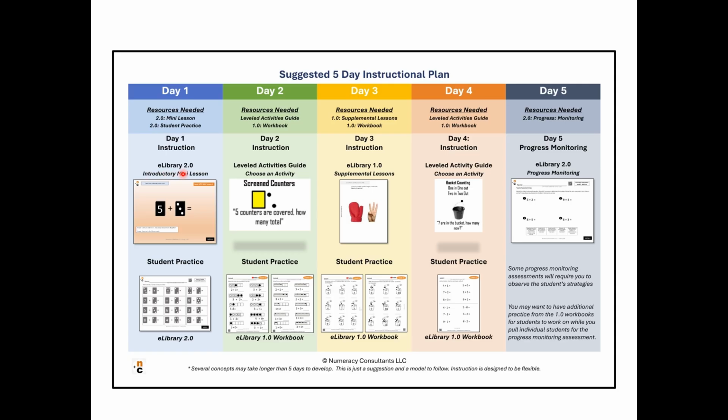You have your eLibrary 2.0. Remember that leveled activities guide? That also means the instant intervention, where those lessons from the activities guide are prepackaged for you. And you always can go back to eLibrary 1.0, which is just more supplemental lessons that you can use. And then, again, you can do lessons from that leveled activities guide or that instant intervention, those prepackaged lessons. And then finally you have progress monitoring. So this is kind of what it looks like. And there's a 7 or 8 minute video that will go through and show you what all that looks like.